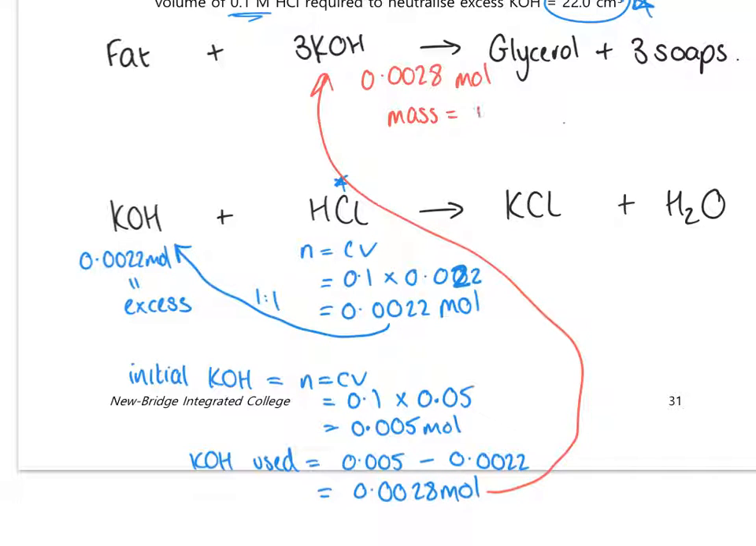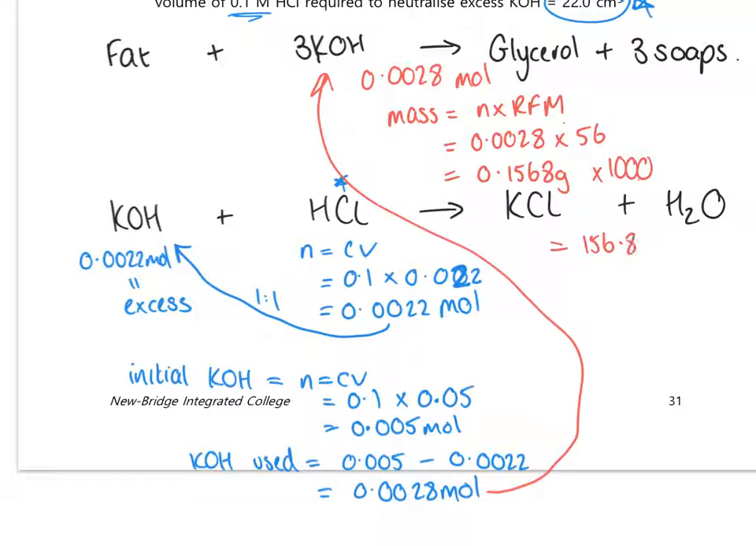Mass equals N times RFM, which is 0.0028 times 56. Probably this number 56 will be in your head, hopefully. That's the RFM of potassium hydroxide. That works out as 0.1568 grams. Times it by 1,000 to get it into milligrams. Sorry, I've run out of room. It's 156.8 milligrams. And that is your saponification value.